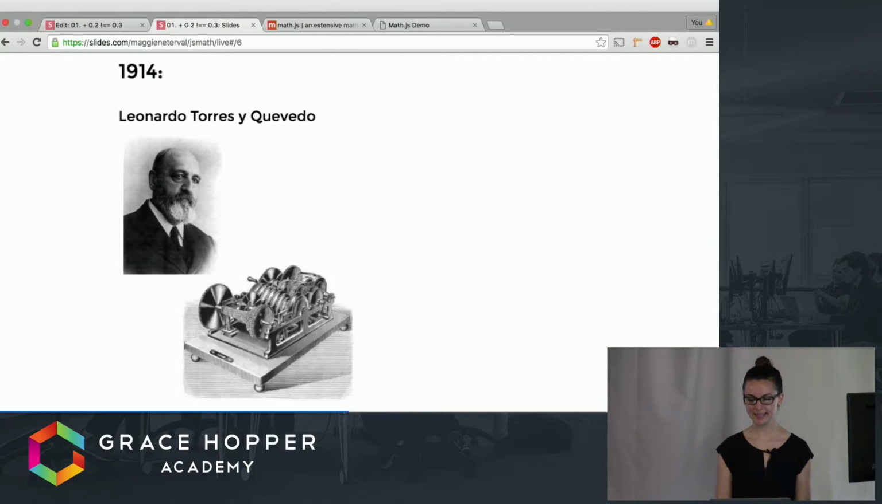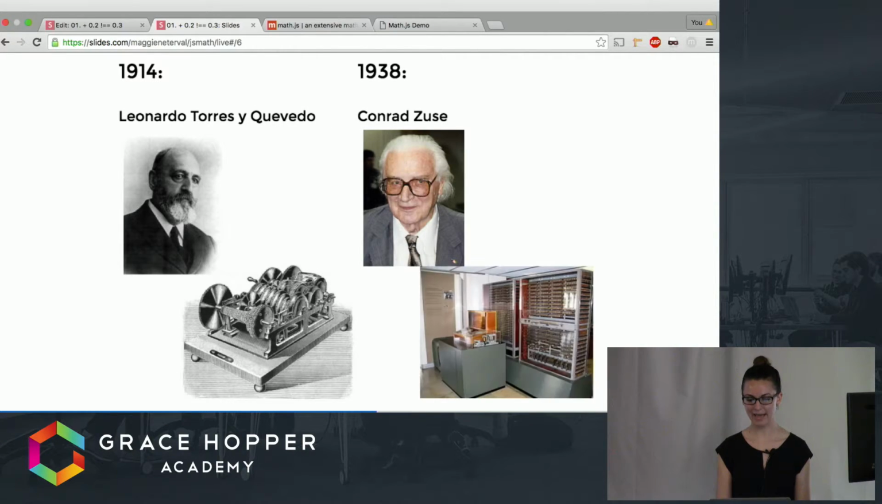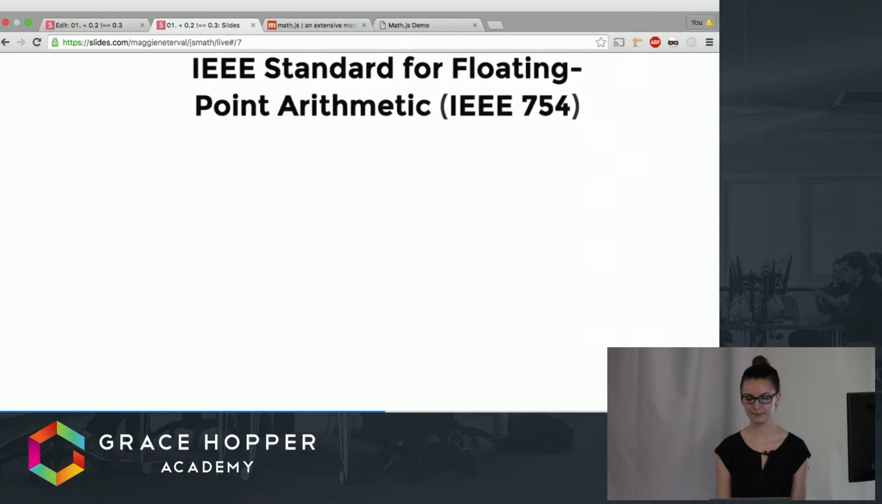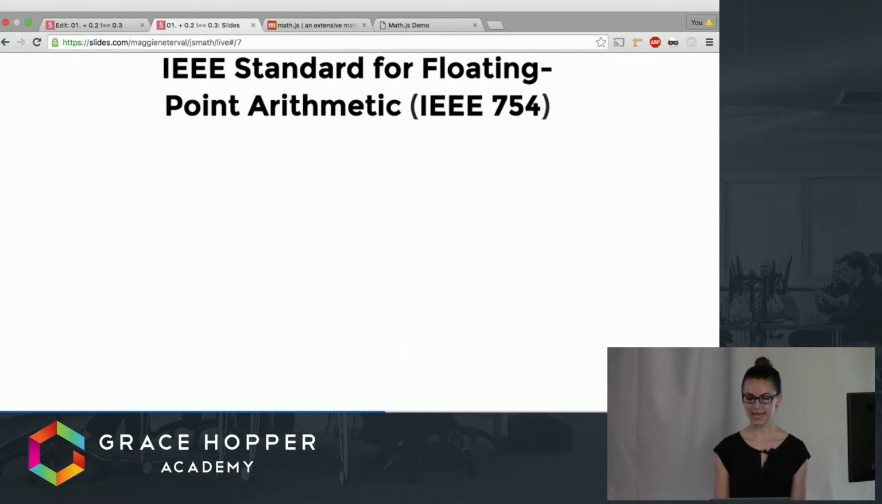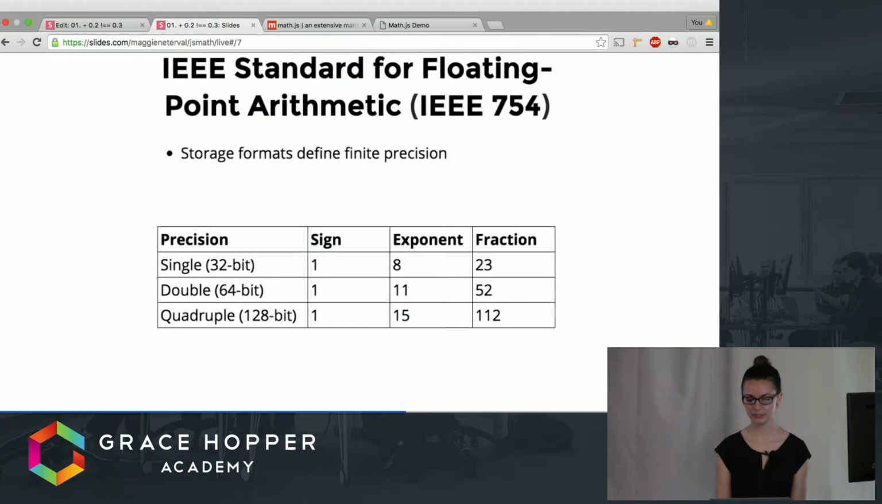So this is nothing new, just a quick blast to the past. These lovely gentlemen were using floating point in some of our earliest computers. On the left is one of the first programmable calculators, and on the right is one of the first computers, which uses punch cards, and these both implement floating point. Today, however, the IEEE has implemented a standard for floating point arithmetic, 754, and this is what virtually all machines currently use to store numbers.